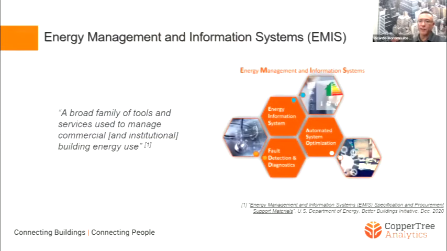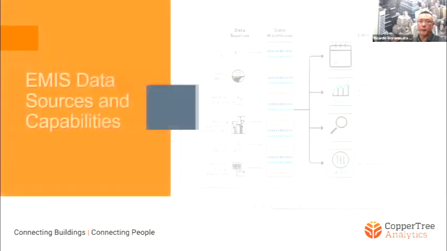So how do we define energy management and information systems? According to the Lawrence Berkeley National Lab, the term EMIS refers to a broad family of tools and services used to manage commercial and institutional building energy use. We here at Copper Tree have been privileged to work with LBNL as our research partner. And they do have several resources that you'll probably be interested in, for those in attendance today. If you go to, for instance, smart-energy-analytics.org, you can probably download several of those resources that will be very helpful.